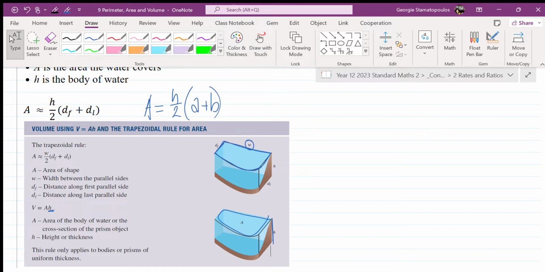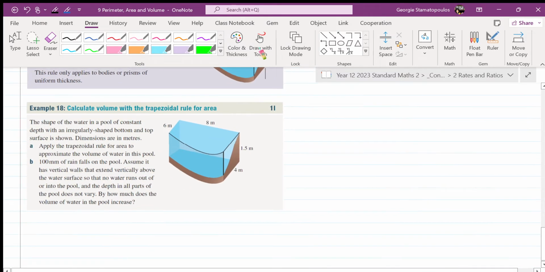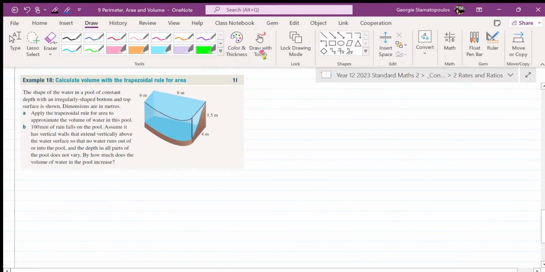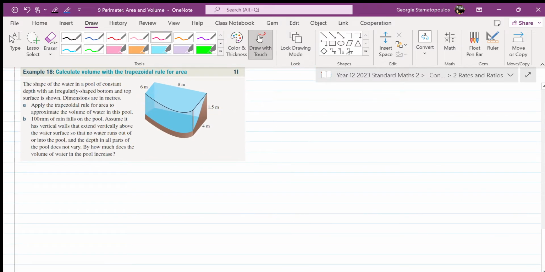Sometimes people can have a really wonky shaped pool. So we've got the shape of water in a pool. This is the exact same diagram as above. We've just got some measurements. Apply the trapezoidal rule for the area to approximate the volume of water. So we're going to use this here. That's our base.